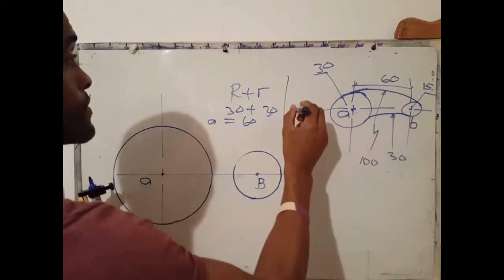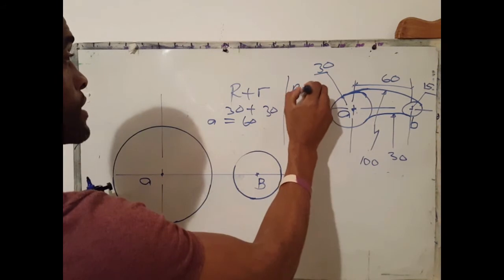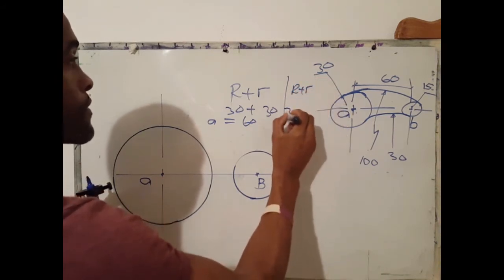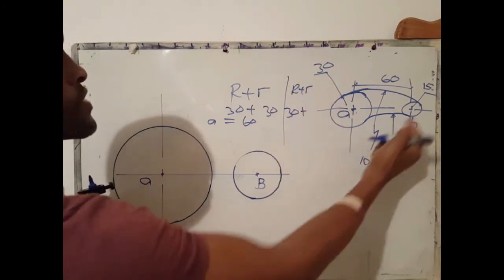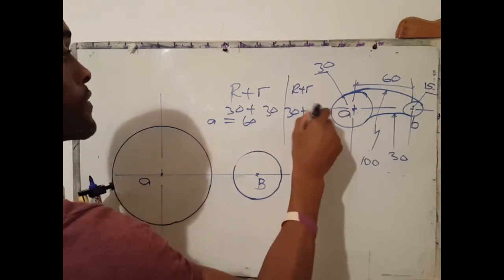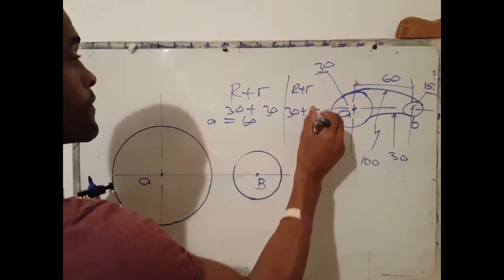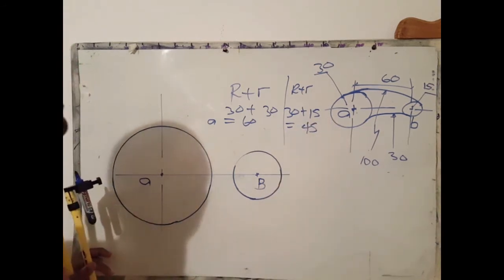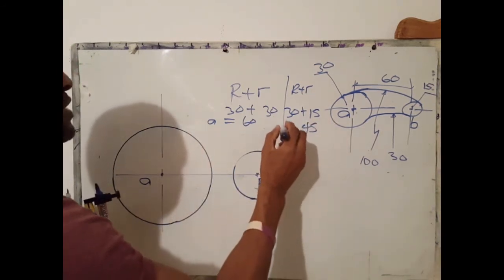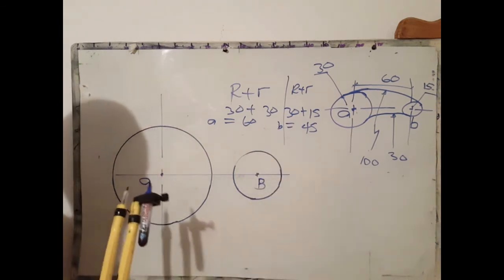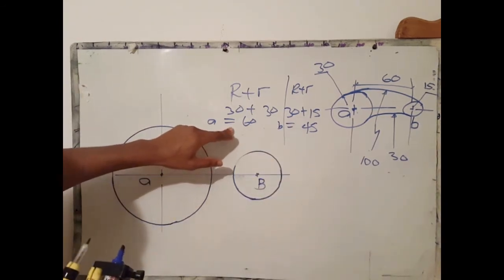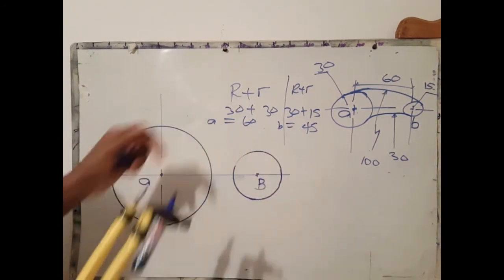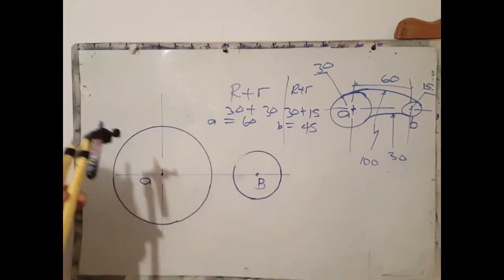In like manner, the same rule applies, big R plus r, 30 plus 15 equals 45, with B as center. So the first arc here is radius 60.